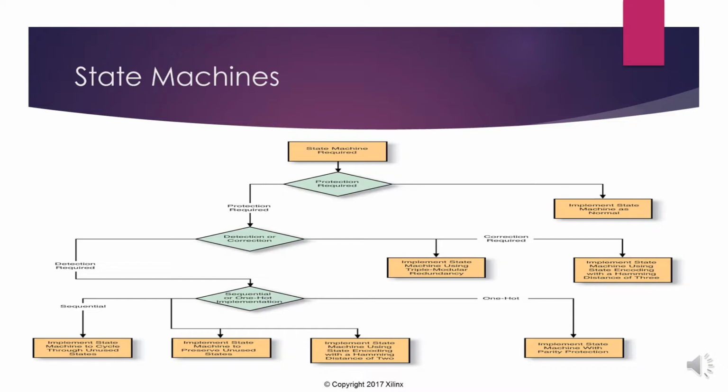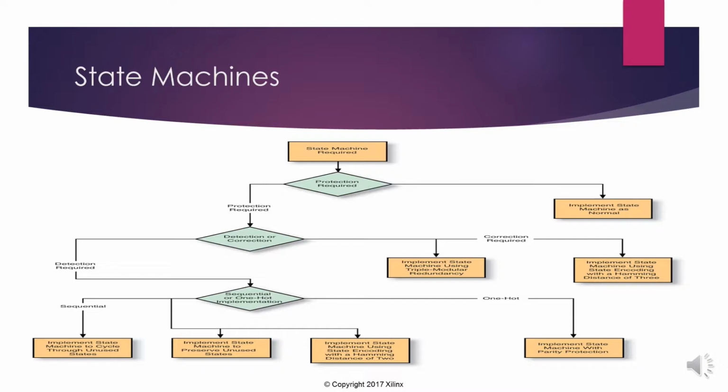The third one is we could use a Hamming distance of 2 for the state encoding, such that the state machines can't be flipped from one valid state to another, but they can go into an illegal state, and again in that illegal state we can address it.